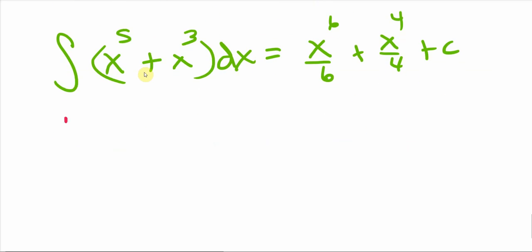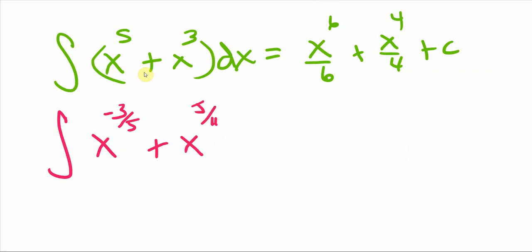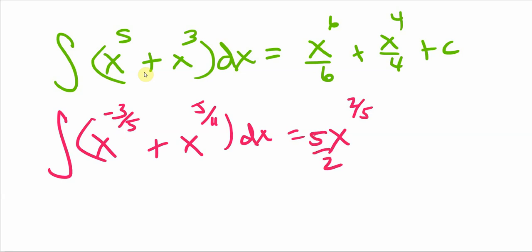So let's try something like the integral of x to the negative 3/5 plus x to the 5/11. Okay, so I want you to integrate this one. Well, here what I'm going to do is add 1 to my power. So I'm actually just going to take the numerator and add it to the denominator. Negative 3 plus 5 is going to give me 2, and I keep the denominator. So instead of dividing by 2/5, I multiply by its reciprocal, 5/2.